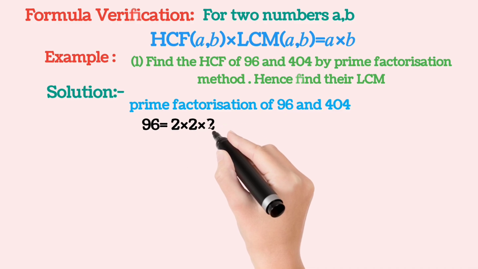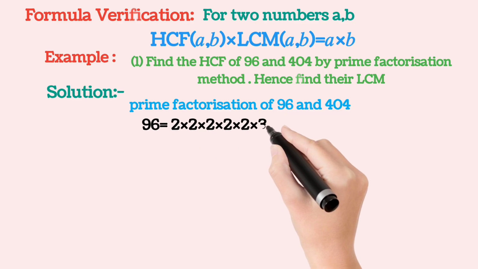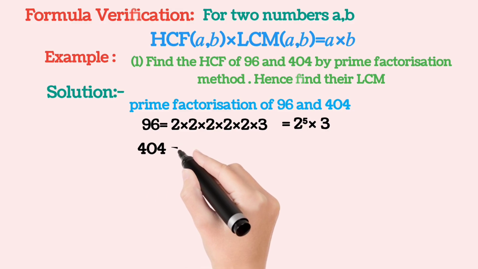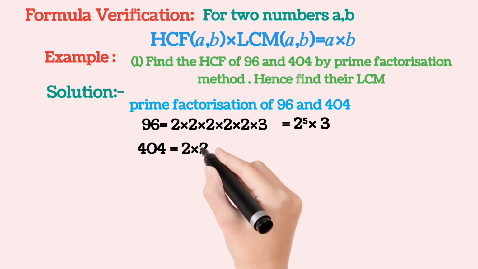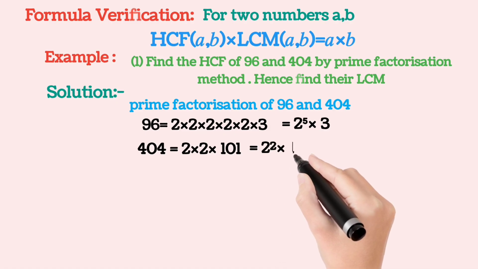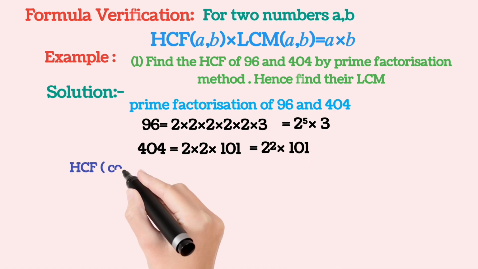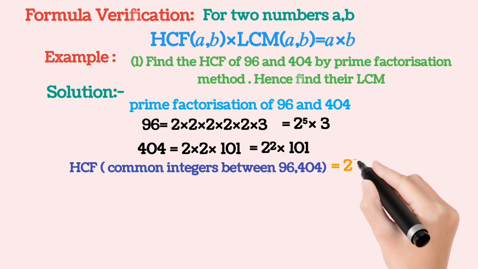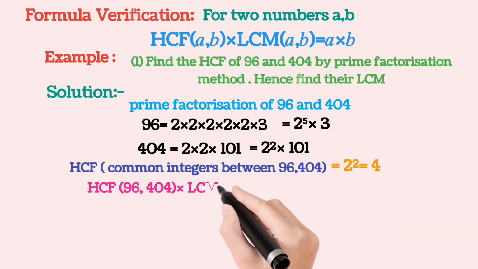Now solution. Prime factorization of 96 and 404. तो prime factorization of 96 is equal to 2 to the power 5 into 3, and for 404, that is equal to 2 square into 101. Now HCF, the common part between 96 and 404 is 2 square, that is 4.